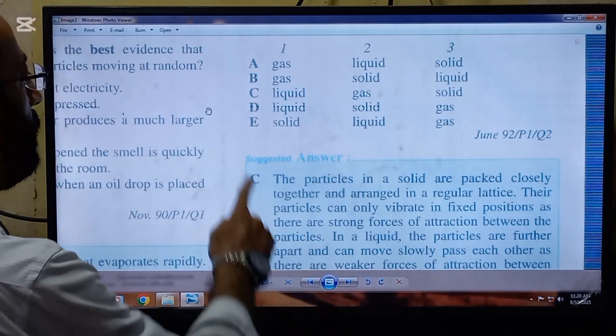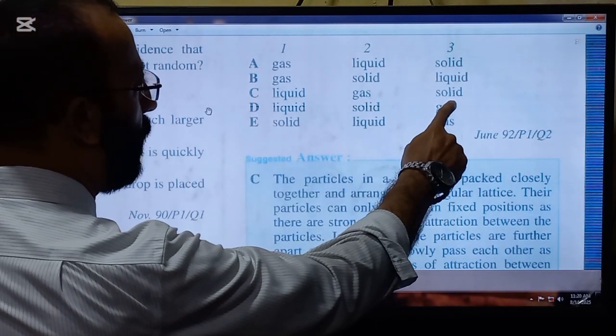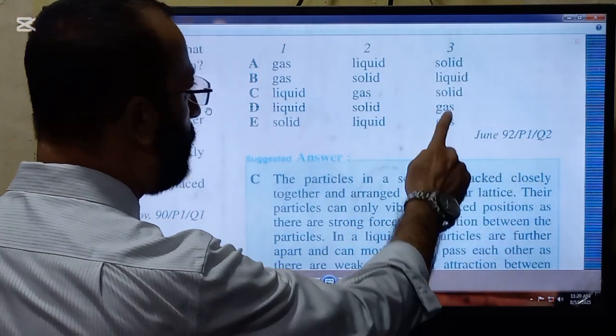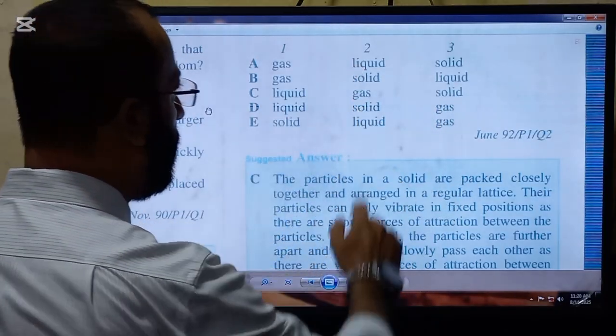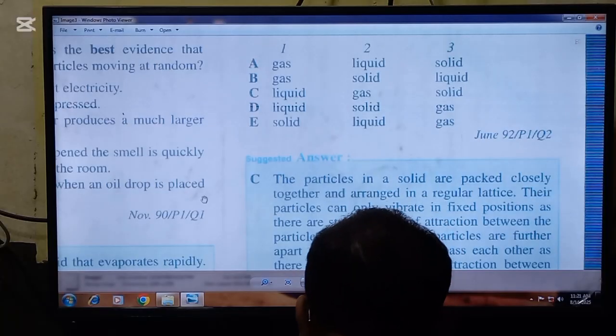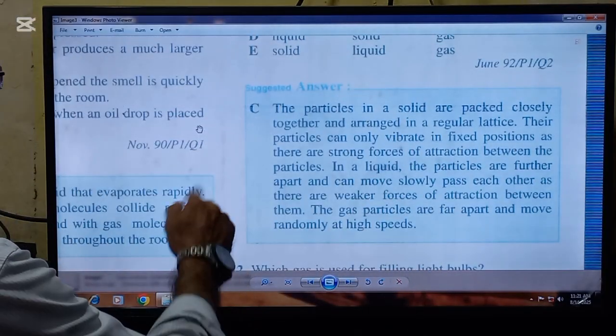So the answer should be C part, because the third one, a container, should be solid, first one liquid, and second one was gas. And here is the explanation. C part is the answer.